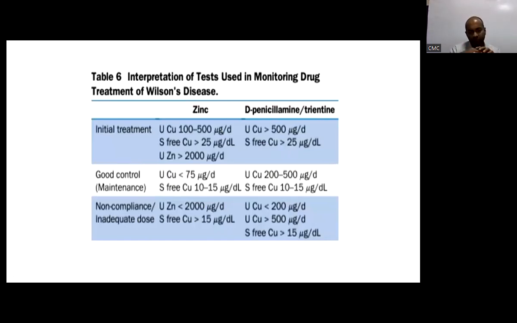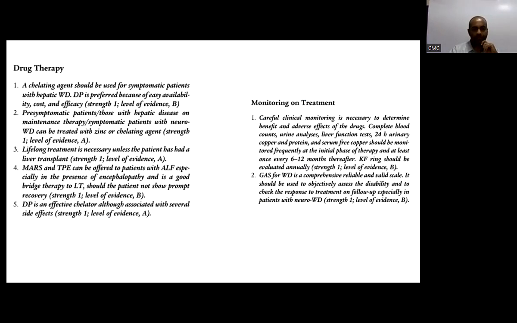Most important is the clinical assessment. We can also use urine copper. Initial treatment should be more than 500. Maintenance treatment should be between 200 to 500. The consensus guidelines also recommend the global assessment scale for follow-up of treatment.